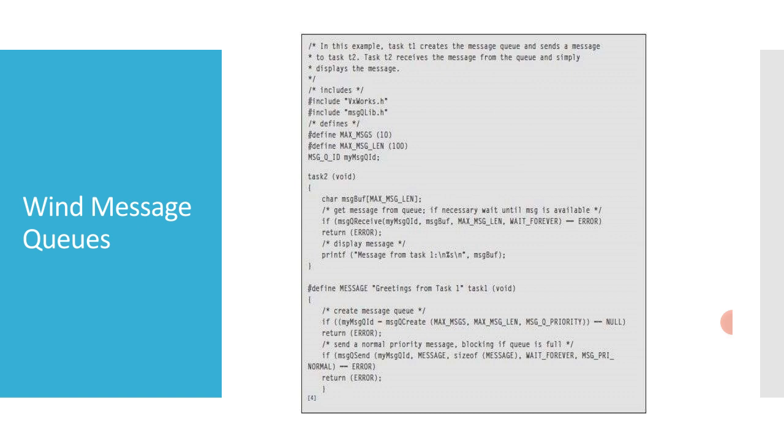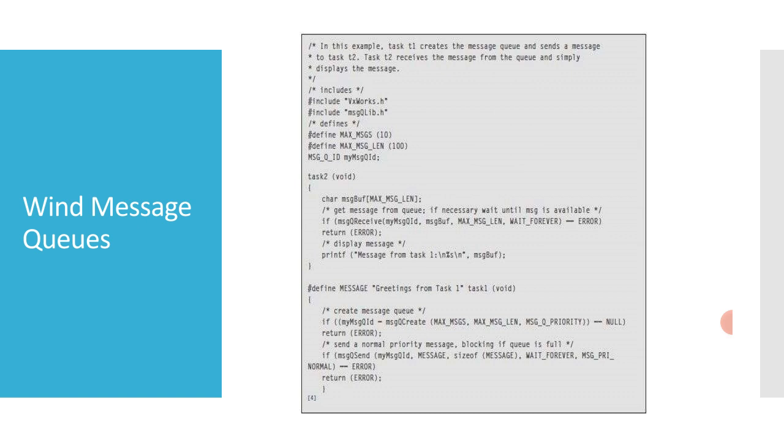And then create a message queue. By a condition, if myMsgQId equals msgQCreate, it takes the parameters MAX_MESSAGES, MAX_MESSAGE_LENGTH, and MSG_Q_PRIORITY equals NULL, return error. Send a normal priority message, blocking if the queue is full. Then return error, wait forever, and if it is an error, return error. So these two conditions. This is just an example for a Wind message queue program.